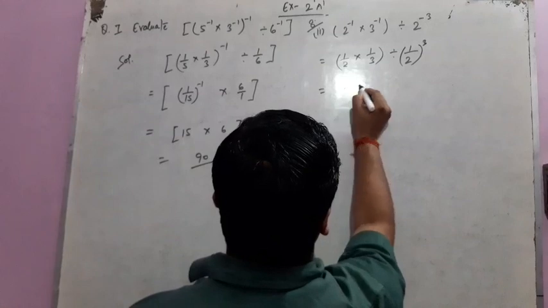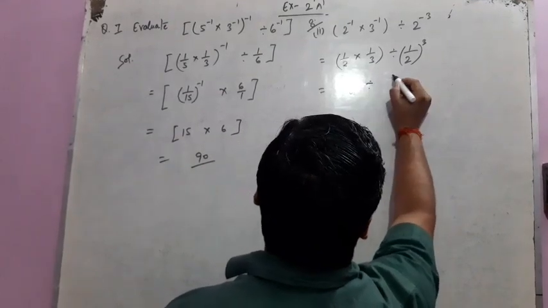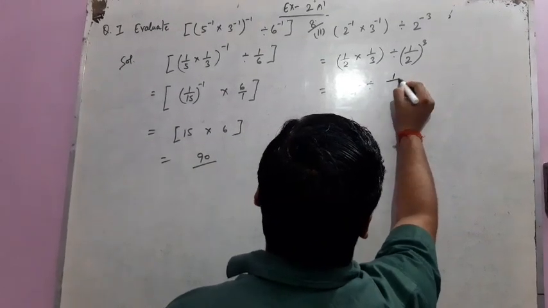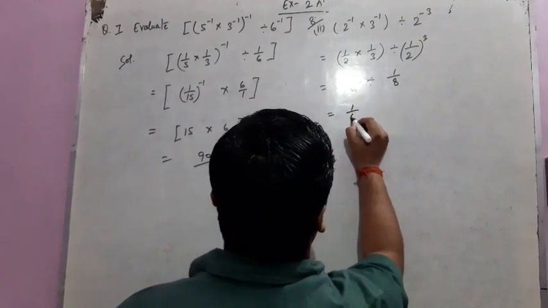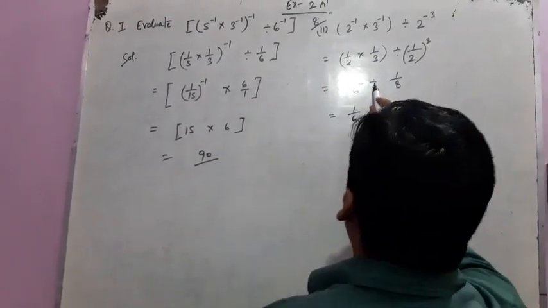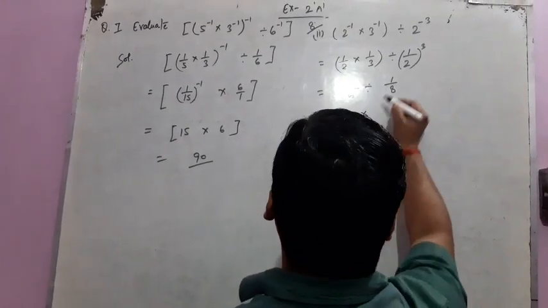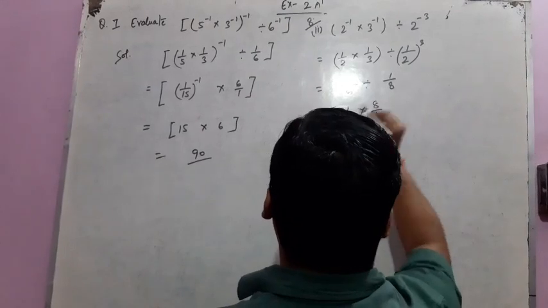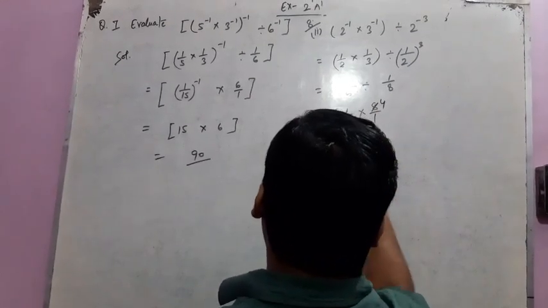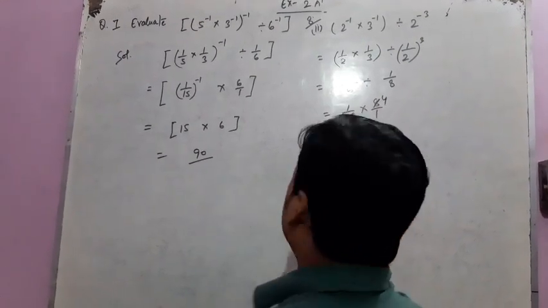Now 1 into 1 is 1, 2 into 3 is 6, divided by the whole cube of 1, which is 1, and the whole cube of 2, which is 2 2s are 4, 2 4s are 8. Now when we convert this divide into multiplication, the next fraction becomes its reciprocal, 8 by 1. Now reduce it, 2 3s are 6, 2 4s are 8. The value will be here 4 out of 3.